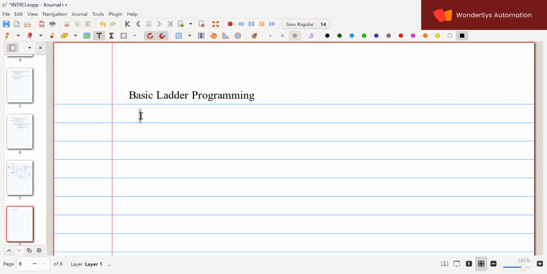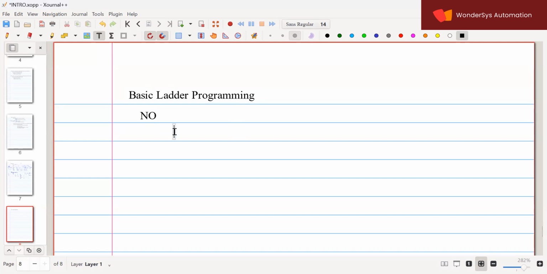We'll start the basic programming, like how NO and NC connection works. Then we'll draw the ladder diagram for basic gates. So now let's see how a switch works. Okay, NO contact, how will it work?